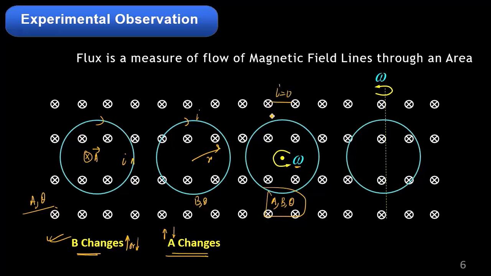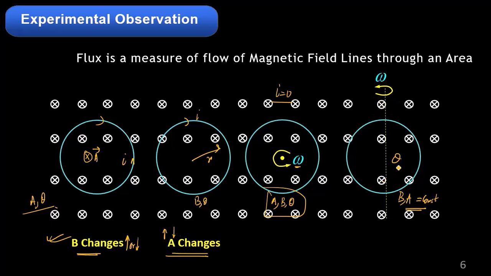I is 0. But once I rotate the loop about a vertical axis, that is, this vertical axis, the theta is going to change, keeping the values of B and A constant. At a time, I am only changing one parameter. There are mostly three important parameters: one is the magnetic field, another is the area, and the third one is the angle between B and A.